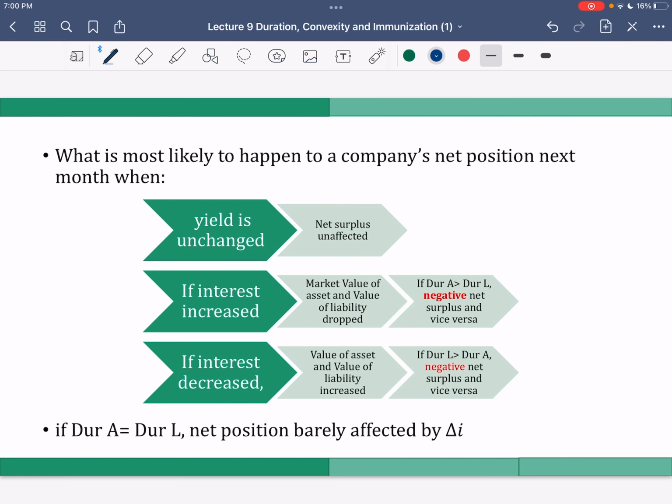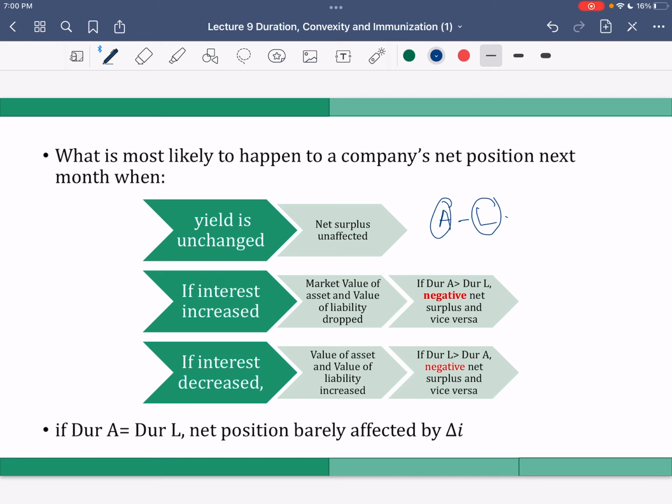So what is most likely to happen to a company's net position next month when the yield is unchanged, the yield increases, and the yield decreases? Okay, when the yield is unchanged, the net surplus, or our asset minus our liability, is unchanged, because the present value of our asset and the present value of our liability wouldn't change much, as they are going to be discounted with the same yield.